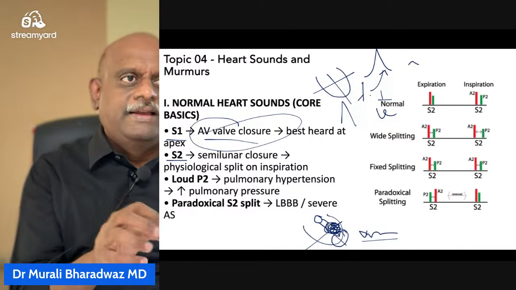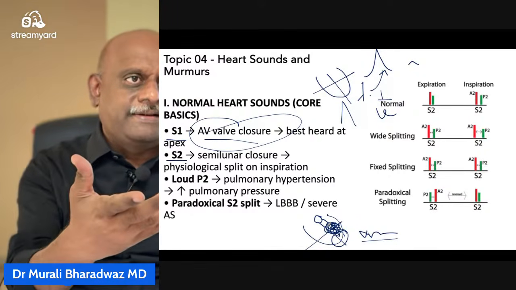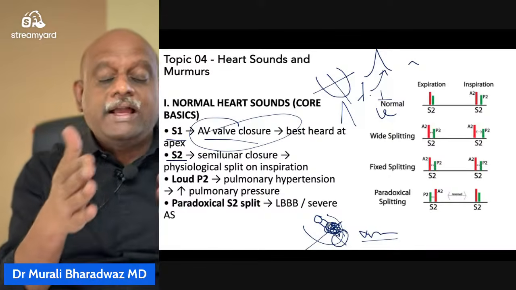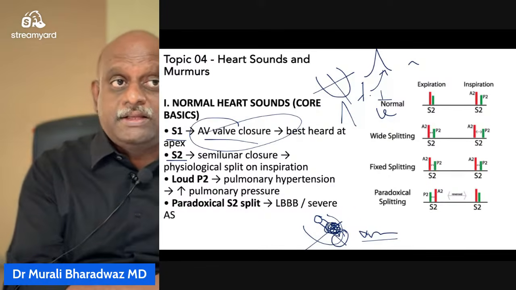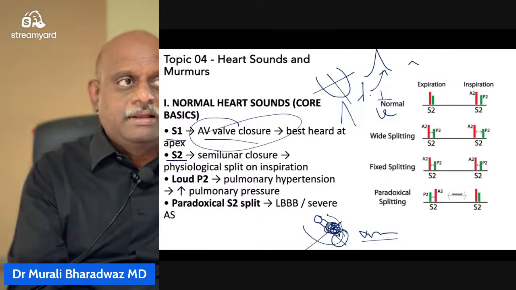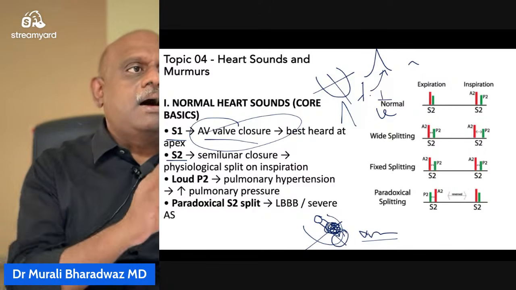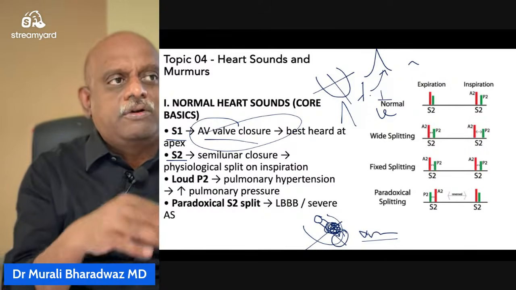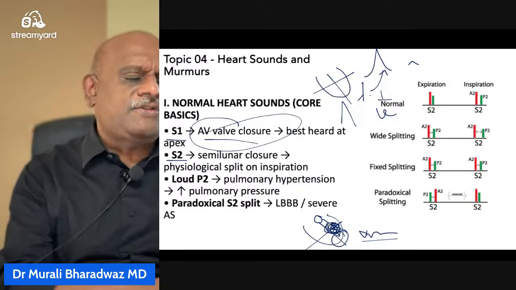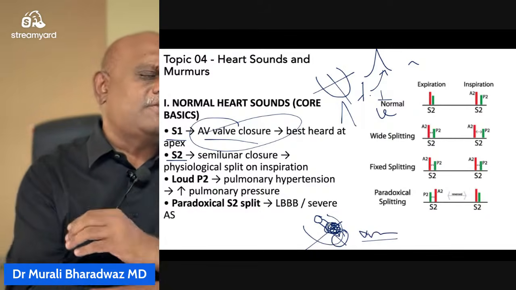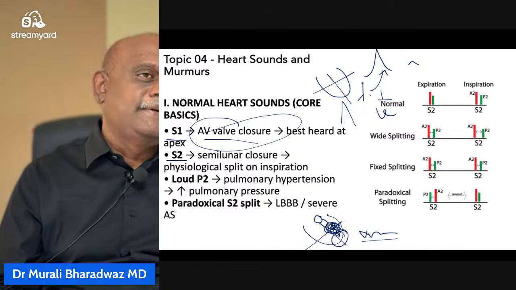Contract, and systole occurs. So the end of the diastole and the beginning of the systole is equivalent to closure of the AV valve, which is equivalent to S1. S1 marks the end of diastole and the beginning of systole. After S1, everything is systole. Before S1, everything is diastole.